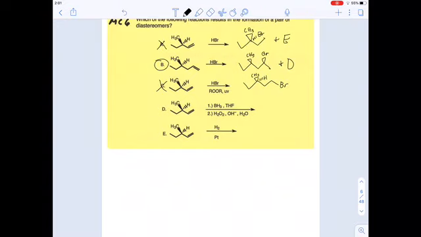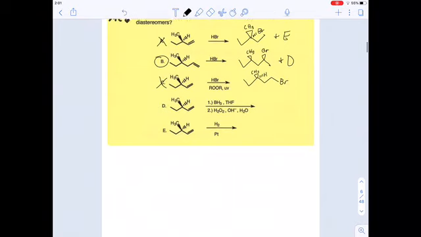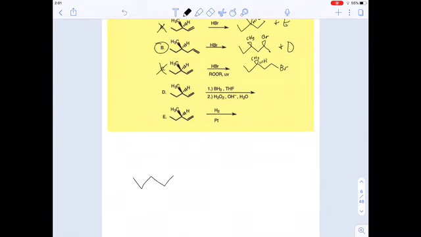Moving along to D, this is just going to be the anti-Markovnikov addition without rearrangements. So it's going to look exactly like your product for C, but instead of a Br, it's going to be an OH because it's hydroboration. So drawing it out, you just add the OH to the less substituted side of the double bond, and this is your product.